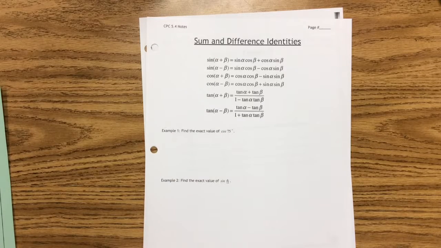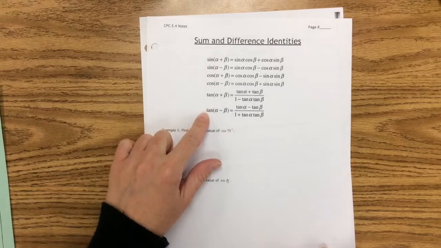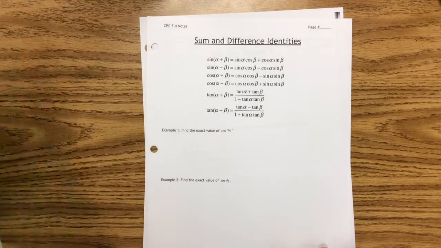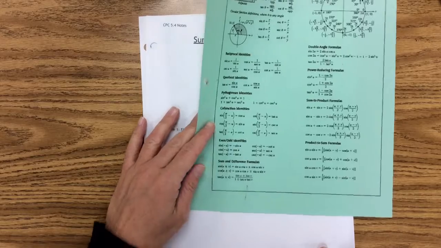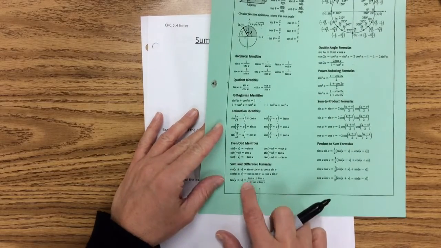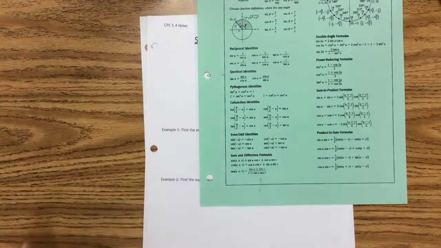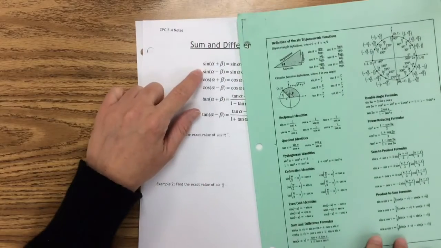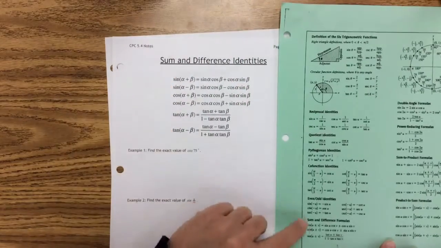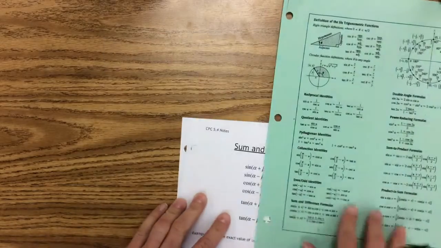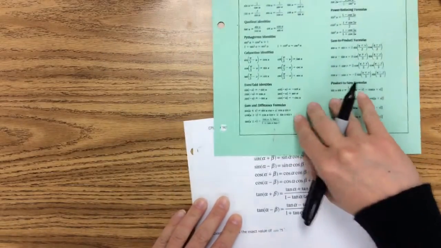So for sum and difference identities, what we're going to be looking at are these 6 different equations. They are on your green sheet already, so you don't have to memorize them, and they are condensed into 3 equations. What they did is they took 2 of the equations and put them into one line here. So I'll show you how those work.